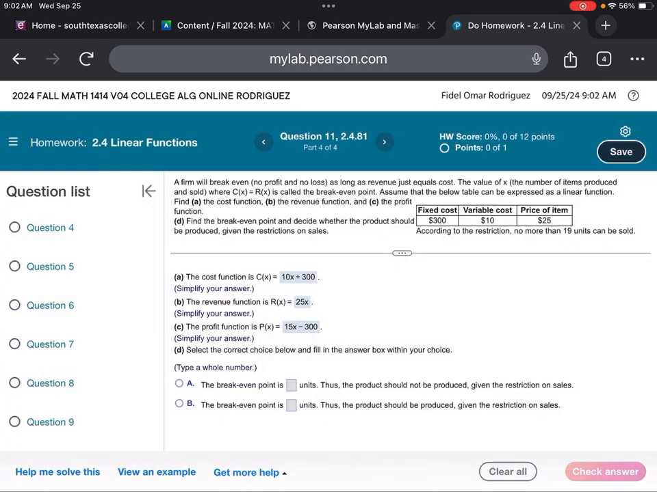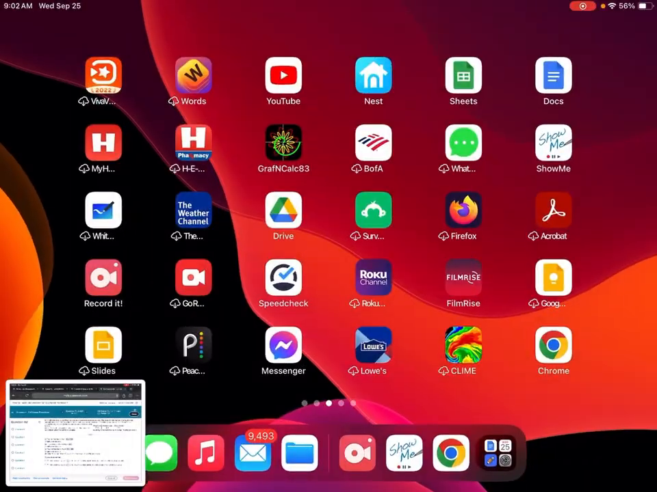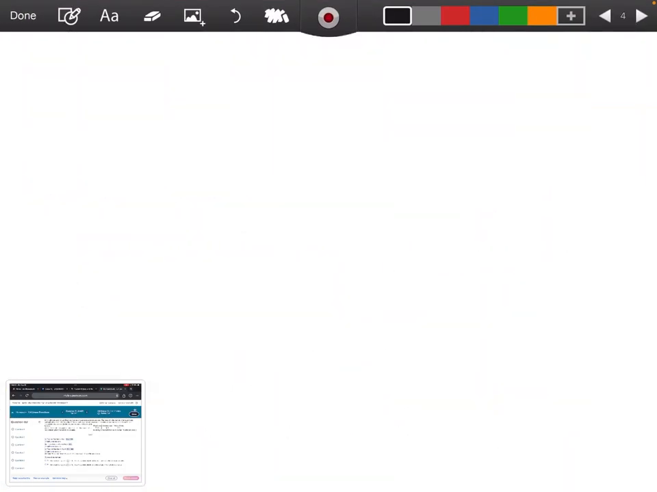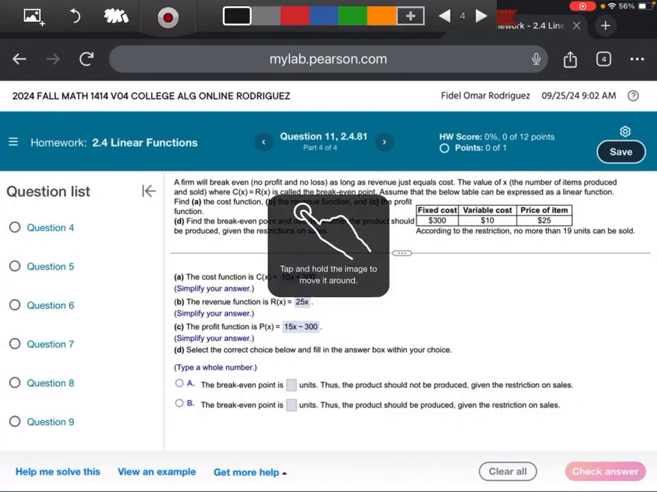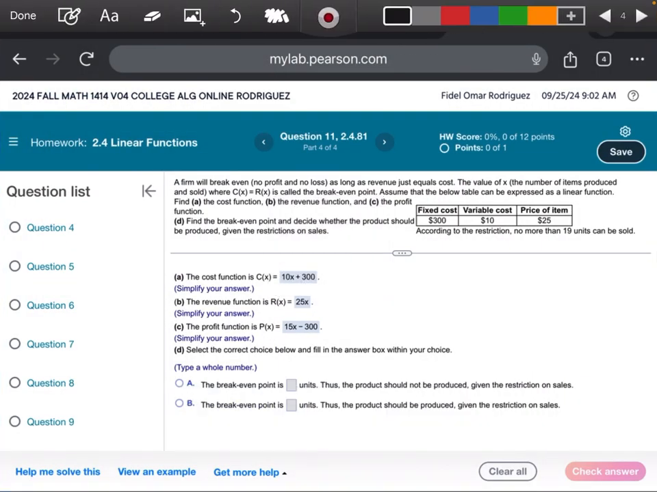And then we got one last part, y'all. Let's bring this picture in here. And there we go. Boom. Okay, so now it says, part D, find the break-even point and decide whether the product should be produced given the restrictions on sales.